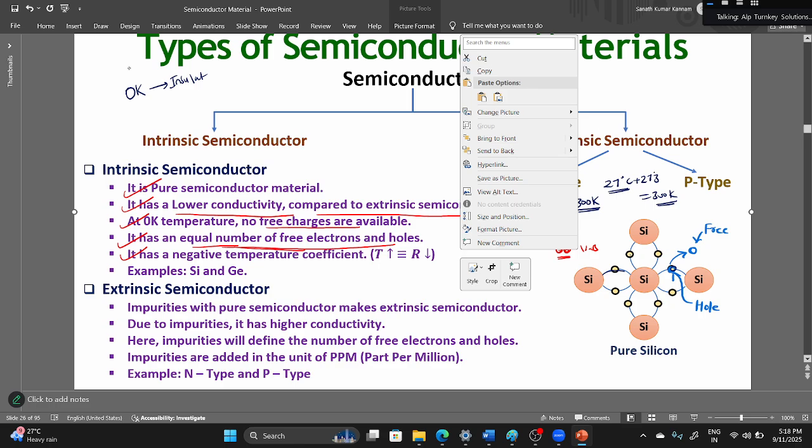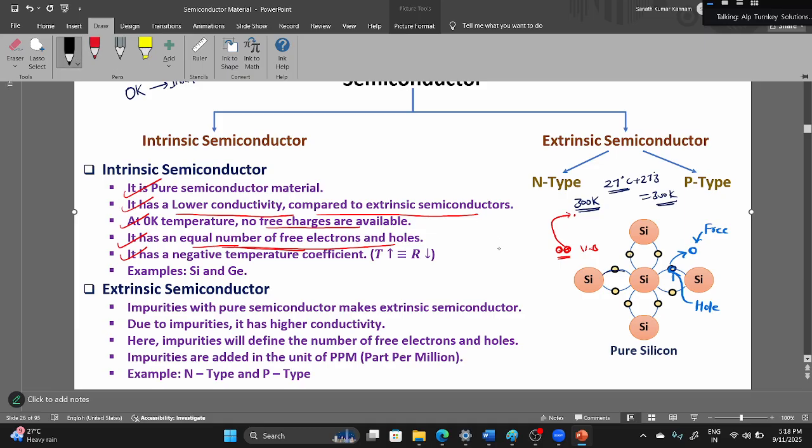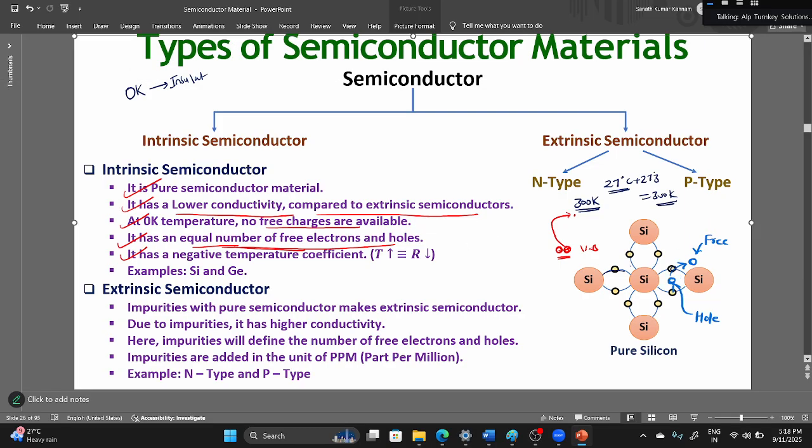What is the difference between conductivity, conductance and resistance? Conductance equals 1 by resistance. So as resistance decreases, conductance increases. Resistance decreases, conductance increases. So that means we can say that it has a negative temperature coefficient.